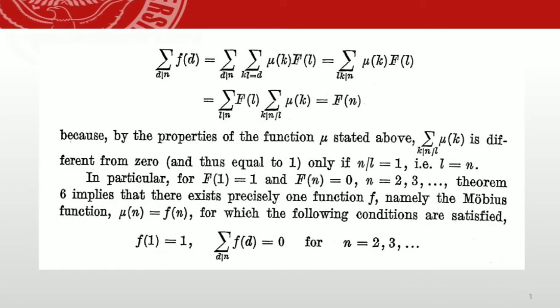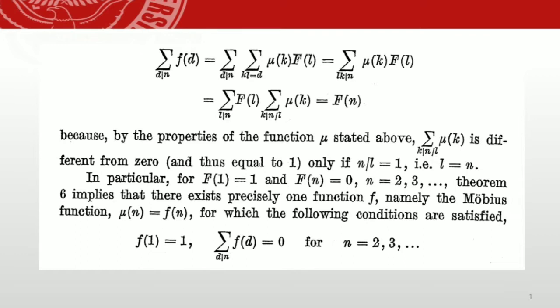So this implies, because by the properties of the function μ stated above, the summation of μ(d) over d dividing n is different from 0, and thus equal to 1, only if n is equal to 1. That is, in particular, f(1) is equal to 1 and f(n) is equal to 0 for n equal to 2, 3, and so on.